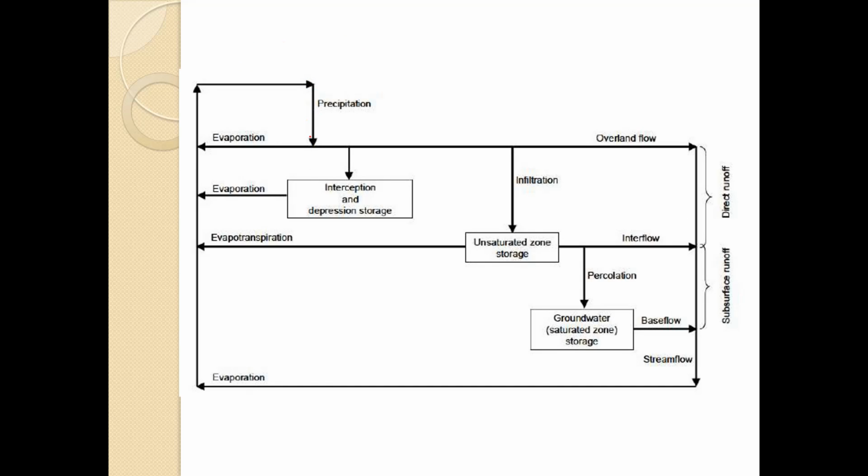Here you can see this is the precipitation. Some part of precipitation is evaporated. Then some part is interception and goes to depression storage, from which evaporation again takes place. Some part goes into the ground by infiltration and the remaining part moves towards the stream by overland flow. The infiltration goes into the unsaturated zone storage, then interflow takes place and it goes into the stream flow. Again, evapotranspiration is there. Then some part goes by percolation to the groundwater, that is, the saturated zone storage. By base flow it goes to the stream flow, and again evaporation takes place from the stream flow and this cycle continues. So you can see here direct runoff and subsurface runoff in this portion.